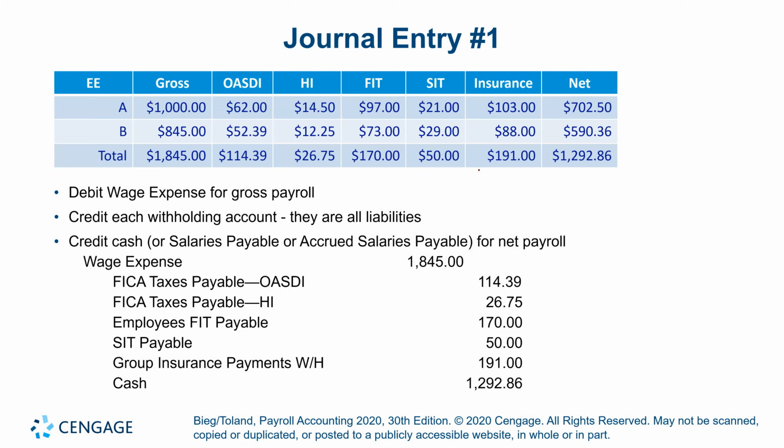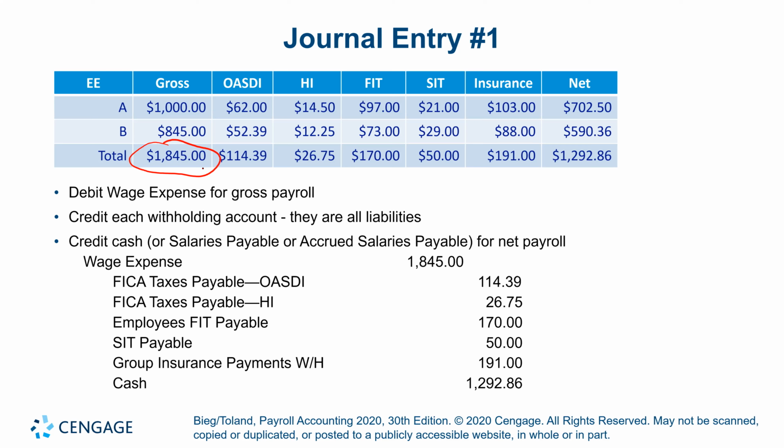Okay, so here's an example of that first one. Again, we're debiting wage expense for the gross, crediting each withholding account, because again, these are liabilities to the employer, because the employer has to turn around and pay that money to the proper agency. And then we credit cash or salary wages payable for the net amount. And so that's what we see here.